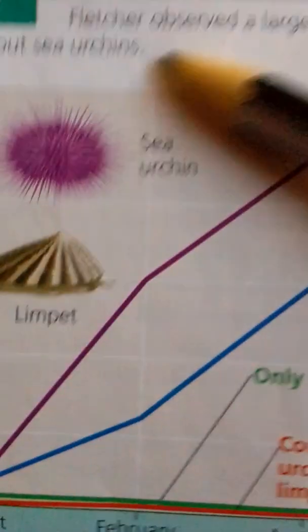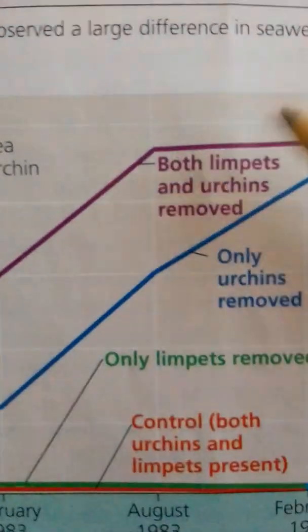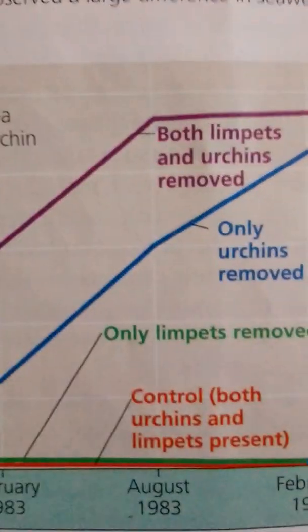Results. Fletcher observed a large difference in seaweed growth between areas with and without sea urchins.